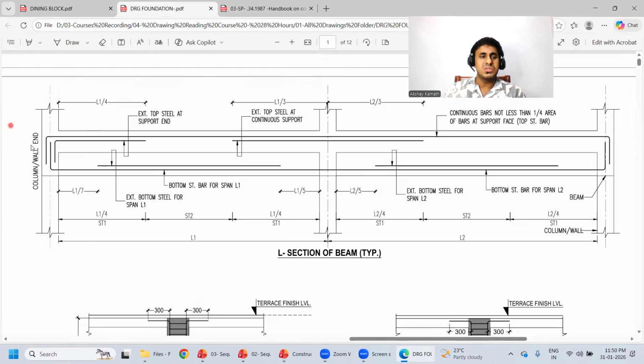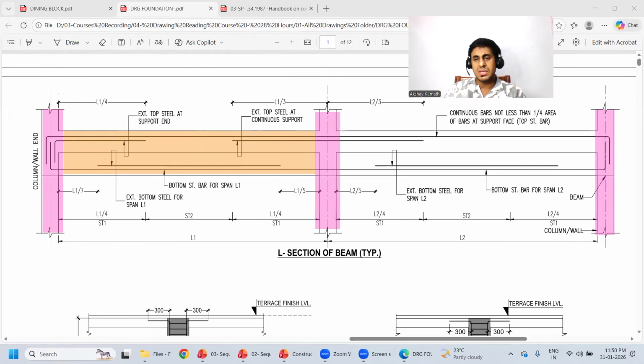Now, usually what happens? There is something called a continuous support and a discontinuous support. For example, I have one support here, another support here, and another support here. Then in between, we have a beam running, right? This is one beam. This is another beam. So if I take this beam as an example, I have one end here, and the other end is here.